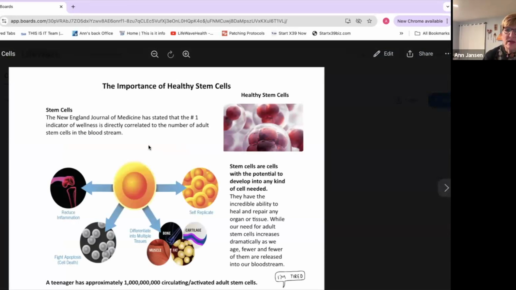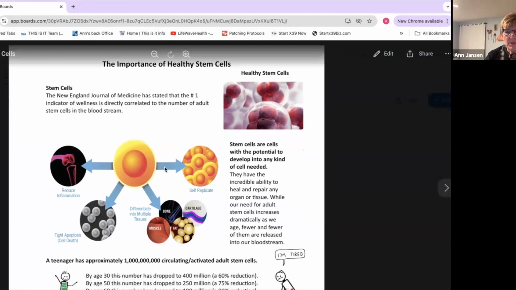And we're told that the #1 indicator of wellness is directly correlated to the number of adult stem cells in the bloodstream. So we want these healthy stem cells in our bloodstream. So this is the genius of what David does, he's helping us to create healthy stem cells again. And then, of course, we're going to repair quicker. And so here's a replica of the stem cell. It can reduce inflammation. It can get rid of the dead cells. It's self-replicating. And then the beauty is that it can become any of these cells.